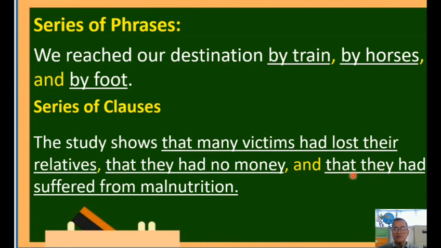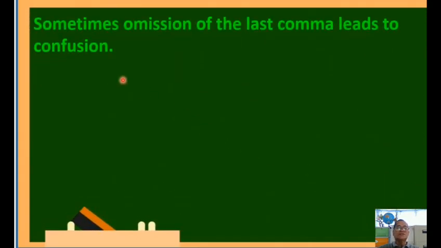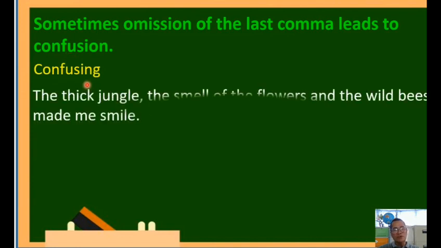Now notice we have 3 clauses here. 3 ang clauses natin, pero gagamit lang tayo ng 2 comma. And then after the last comma, katulad nga ng sabi ko, ay space and then conjunction and. Next, sometimes omission of the last comma leads to confusion. Kung minsan, pag tinatanggal daw yung katapusang comma, ay nagkakaroon ng kalituhan. Okay, example of confusing sentence.